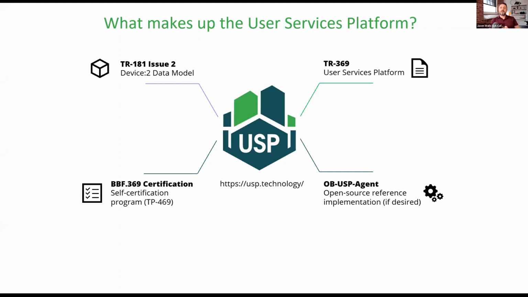The User Services Platform is made up of several standards. That includes the protocol itself, which is in TR-369, and the data model that provides all of these capabilities, which most people know of as TR-181, but it's the Device:2 data model. And then we like to say that there's this sort of trifecta between standardization, open source and testing. The Broadband Forum has OB-USP-Agent, the open source agent that people can use to start to implement USP. And that's paired with the BBF.369 certification program to certify their solutions after they have implemented everything they want to do and bring it to market.